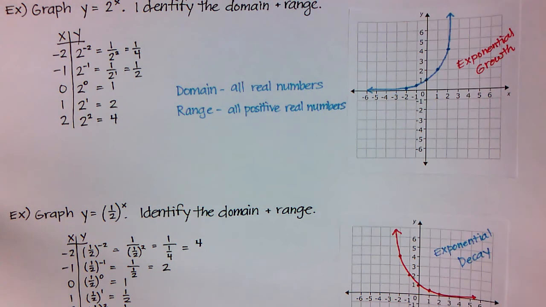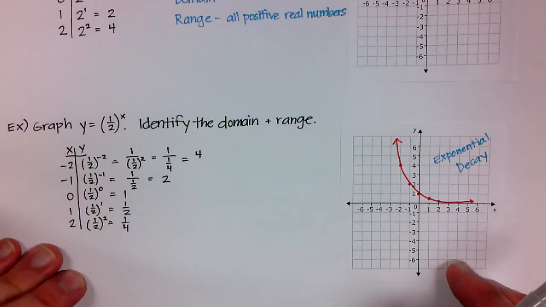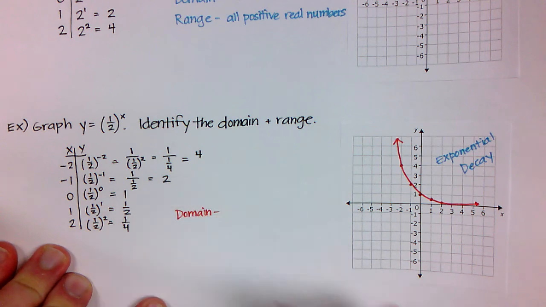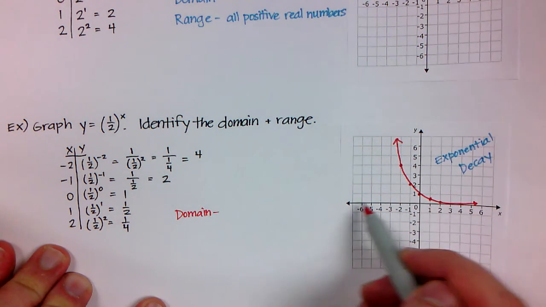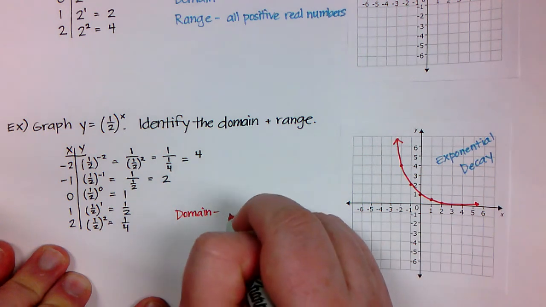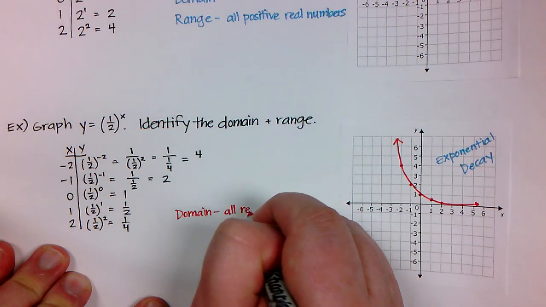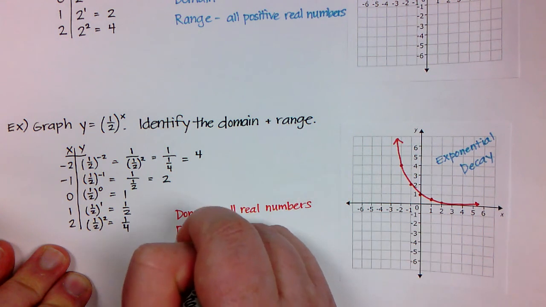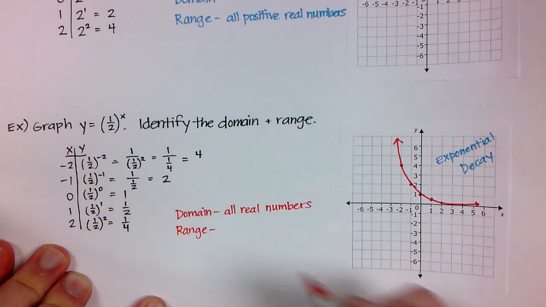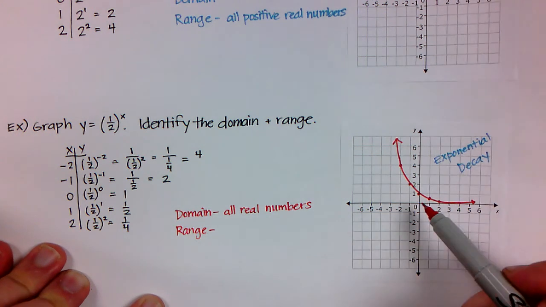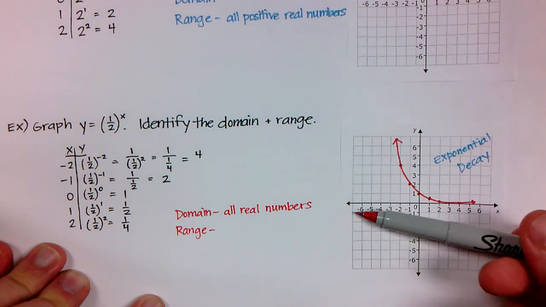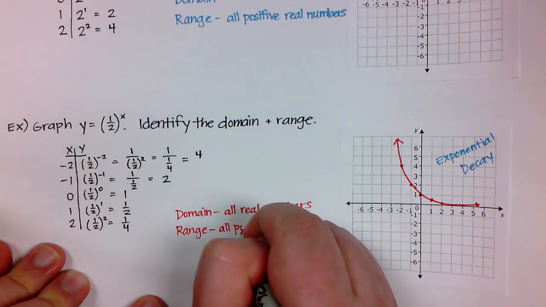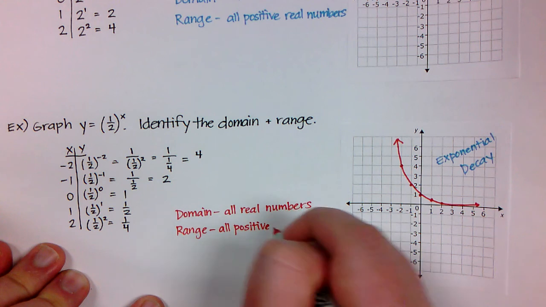Okay, so let's go ahead and identify the domain and the range, and then we're going to be done. So the domain looks very similar to last time. It was all real numbers because I pick any negative or positive numbers for my x's. So it's all real numbers. And then my range looks like the same as the last problem as well. It's all positive real numbers. There's no numbers that are going below for the y value. So it's all positive real numbers.